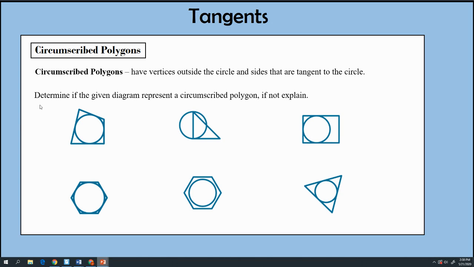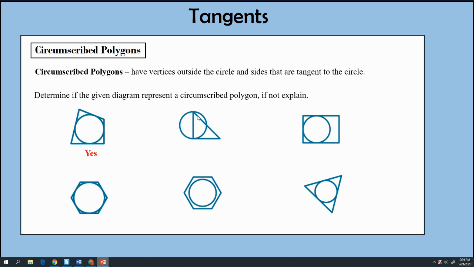If we look at this collection of diagrams here, which one of these diagrams represent a circumscribed polygon? And if they don't, explain. So let's look at the first one here. This is a four-sided polygon, right? So that's a quadrilateral. Its four vertices are outside of the circle. Its sides all appear to touch the circle just once, which means they're tangent to that circle. So is this a circumscribed polygon? Yes. Second one, we've got this triangle and a circle.